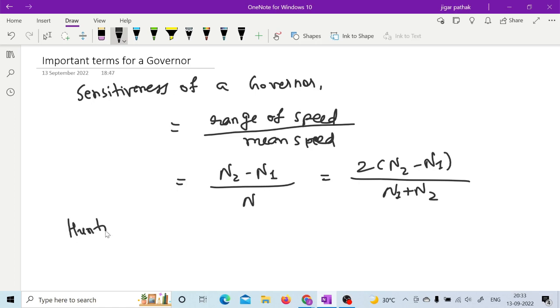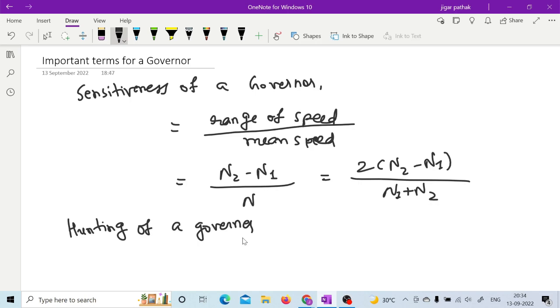After that, the hunting of governor, right? Hunting of a governor means, whenever the fly ball moves away, as we have discussed, your fly balls will move away when the load is less, because speed is going to increase, and that is why m r omega square will be experienced in an increased amount, and that fly ball will move up. And when that fly ball moves up, it will try to reduce the fuel supply so that it can again come back to equilibrium speed.